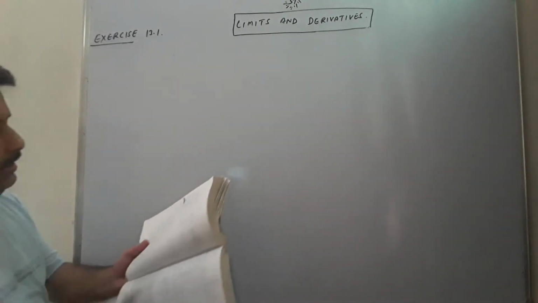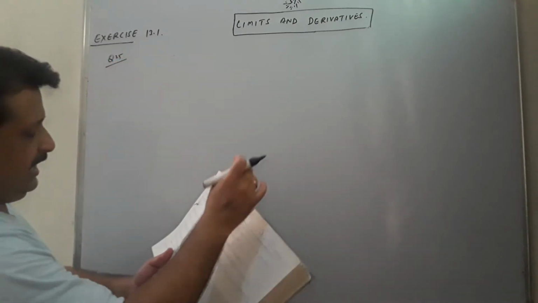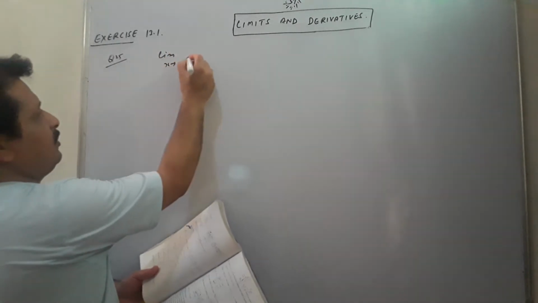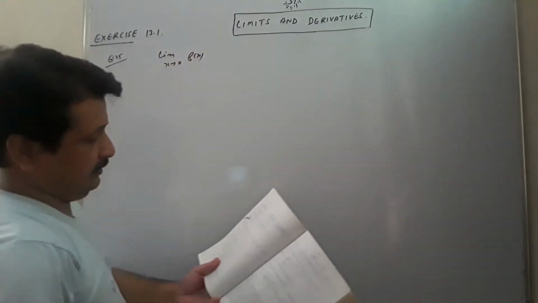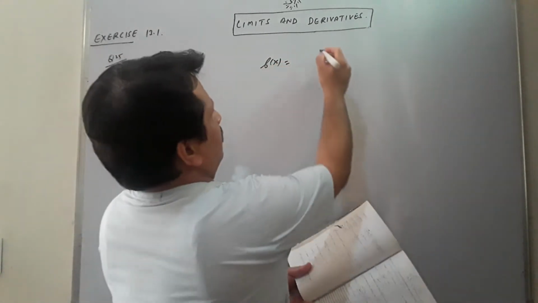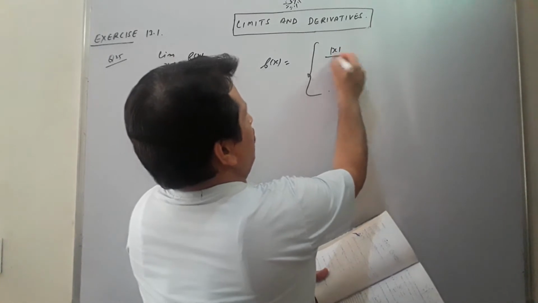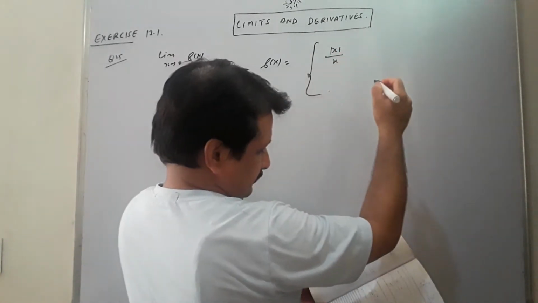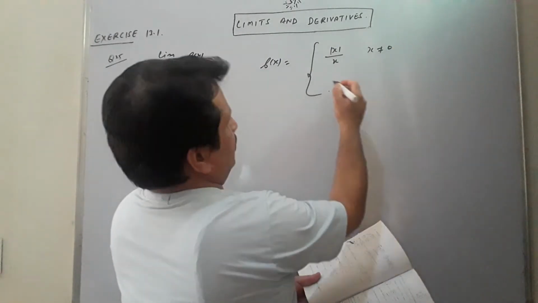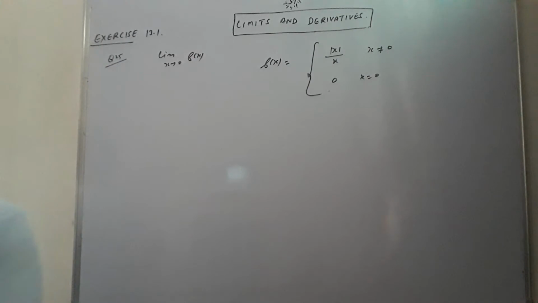Here is the question number 25. In the 25th question, we have to check the limit as x tends to 0 of f of x, where the function is given to you as x mod upon x, where x is not equal to 0. This is 0 when x is equal to 0. This is our question, students.